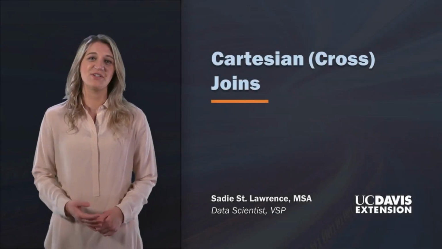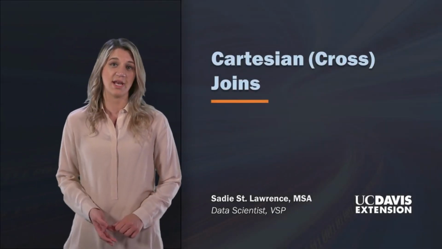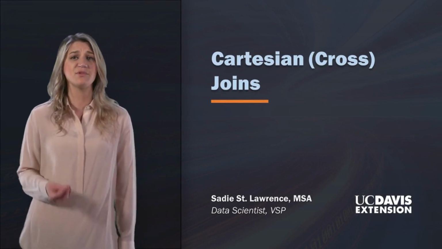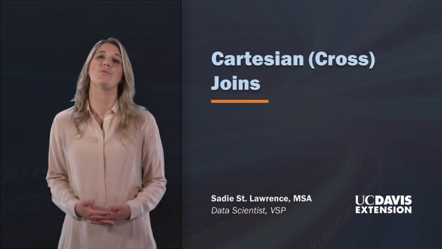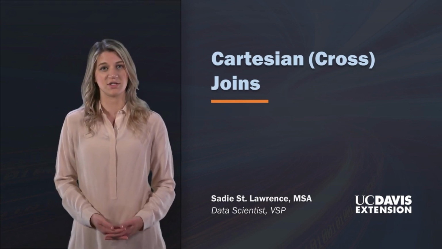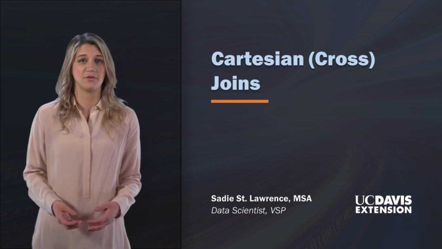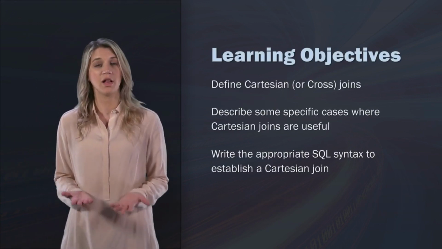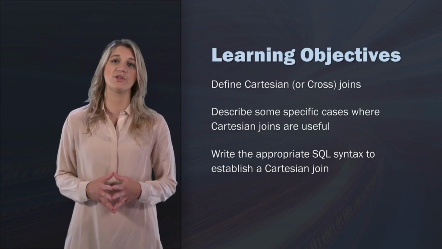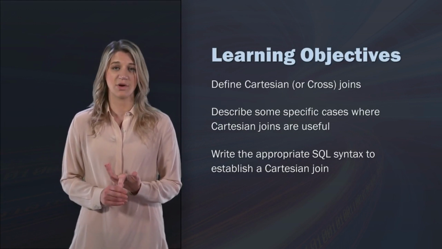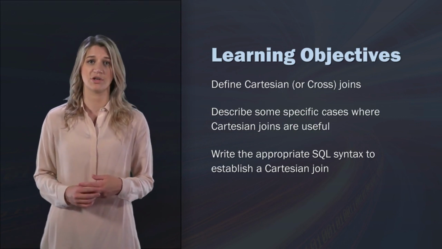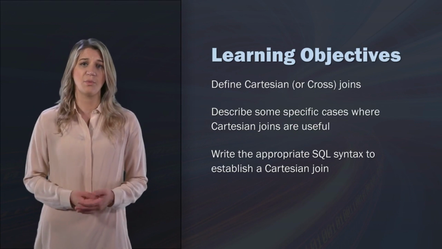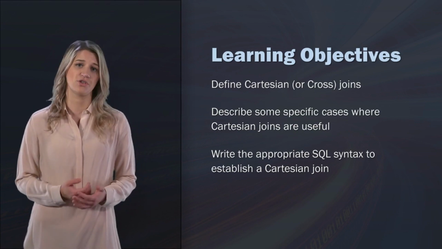Welcome back. So now that we understand the basics of join as a concept, it's time to explore the different kinds of joins and how to use them. The first join we're going to go over is called the Cartesian join, which is also often referred to as the cross join. After this video, you'll know all about Cartesian joins because you'll be able to define Cartesian joins, describe some specific cases on when Cartesian joins are useful, and write the appropriate syntax to establish a cross join using SQL.